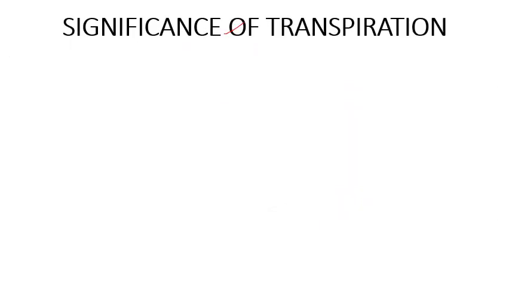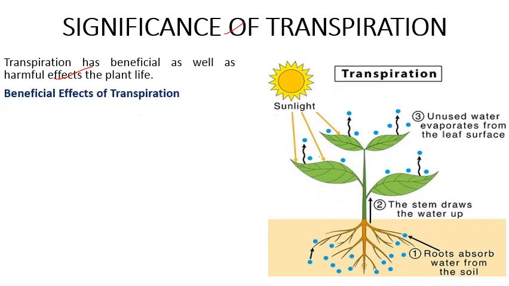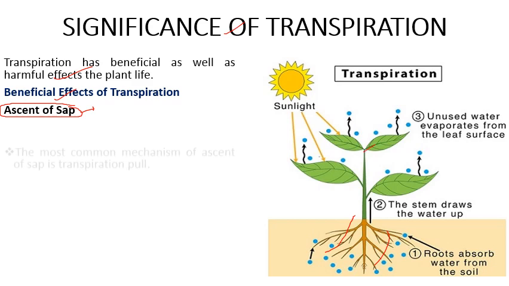Next comes the significance of transpiration. This is a very important process and it plays a very important role in plants. Transpiration has beneficial as well as harmful effects on plant life. Firstly, I will discuss the beneficial effects of transpiration. The first major role it plays in plants is the ascent of sap, that is, the upward movement of sap from roots to the tip of the plant.